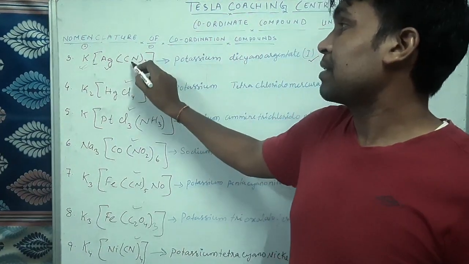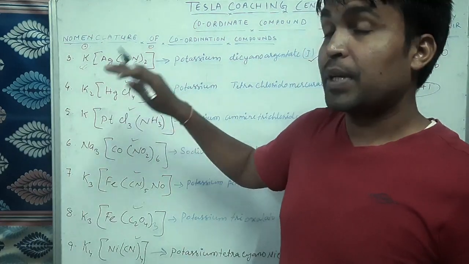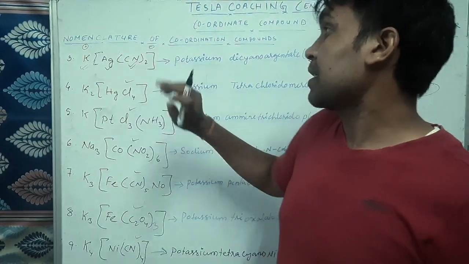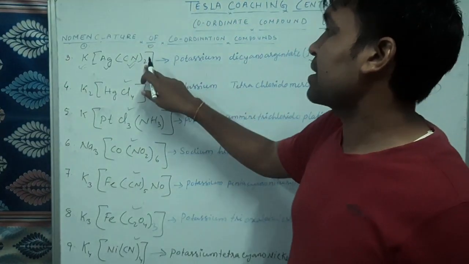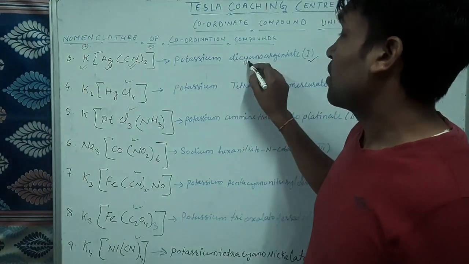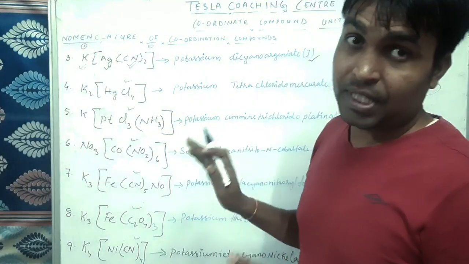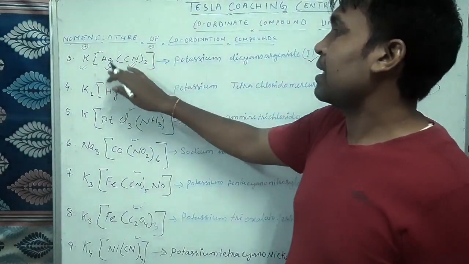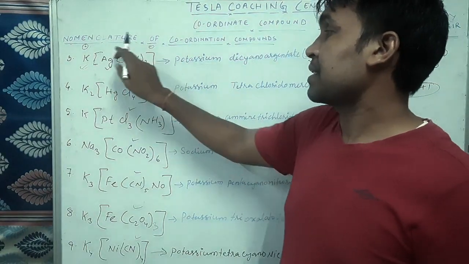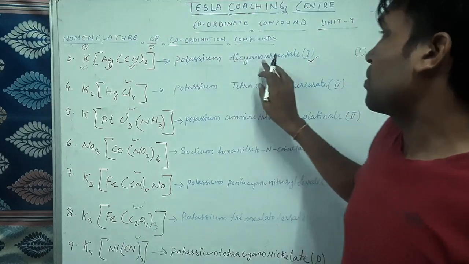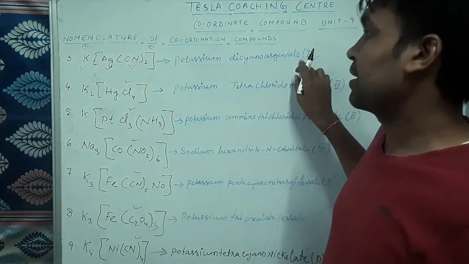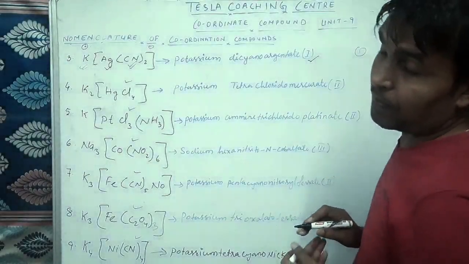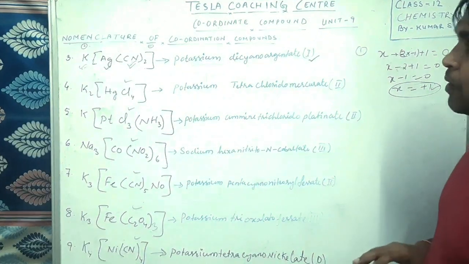Now here, which one is the ligand? Inside the bracket, first we will write the name of the ligands. So CN is the ligand. How many CNs are there? 2. So di. CN is negative, so we'll write dicyano. And then I told you the coordination entity is the negative part, so we'll write here argentate. And the oxidation number we got is 1, so we have written 1. Okay, hope you have understood.